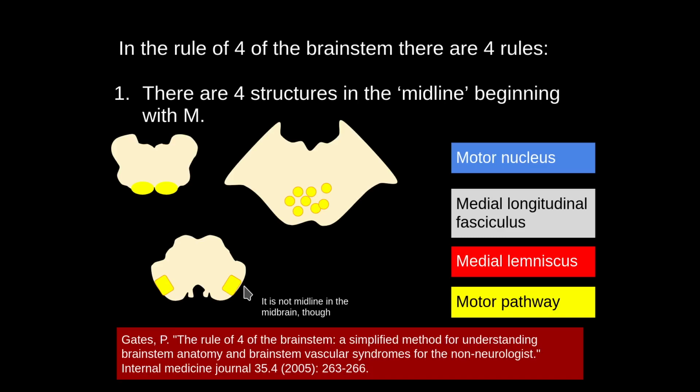So that's the pattern. Four structures in the midline. Motor nuclei, the MLF, the medial lemniscus, and the motor pathway. With the caveat, if you're talking about midbrain, it's not so midline anymore. So that's rule number one. Four midline M structures. So putting it together, that's how it looks like inside the brainstem. So this is how we ease you into that complicated anatomy of the brainstem.